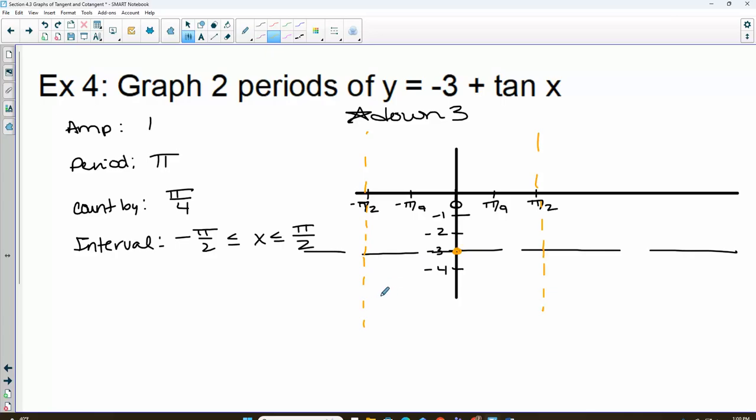Okay, tangent, remember, is increasing. This is like coming from the negative and going to the positive. So at -π/4, I'd be at -4. Positive π/4, I'd be at -2.